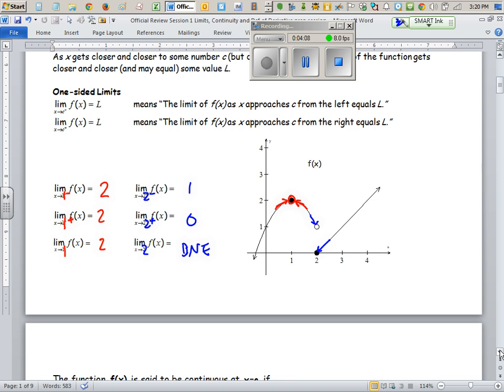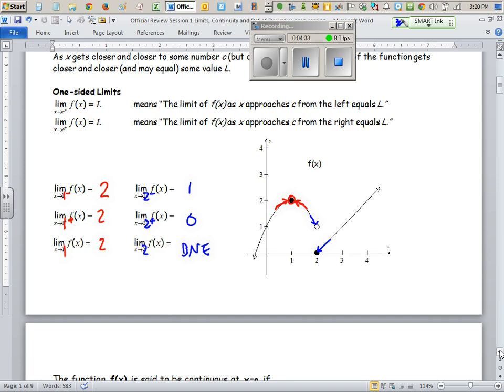Do you think it's possible to get DNE if we do a one-sided limit? Do you ever think that the question here might be DNE? Does that ever happen? No. Because DNE means the two sides are different numbers, or one's infinity and one's negative infinity. So you can't have DNE for a one-sided limit. That makes no sense.